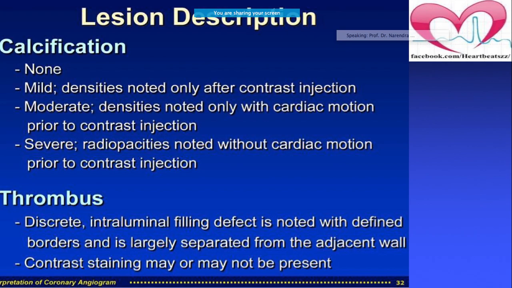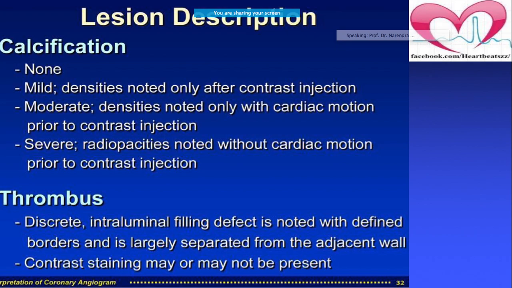So how do you comment about the calcification? How many of you have seen the coronary angiographies, or at least the reports or the CD actually? They would have written the calcification. It can be none, mild, moderate, severe. Mild is when you see it only after the contrast injection. Moderate is when the densities are noted only with the cardiac motion, but prior to contrast injection. Similarly, it is called severe when the radio-opacities are noted without cardiac motion and prior to the contrast injection.